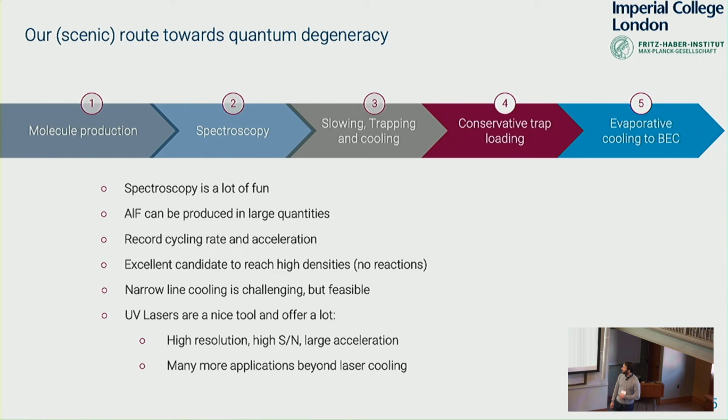So we took kind of the scenic route towards quantum degeneracy, which is we did a lot of spectroscopy, which is a lot of fun. I showed you that we can really produce AlF in massive quantities. We reached a really high cycling rate. It's an excellent candidate to reach really high densities. And when you reach these high densities, there are no reactions, because the bimolecular reaction channel, AlF plus AlF, is just forbidden. It's endothermic. And narrow line cooling is challenging, but it seems feasible.